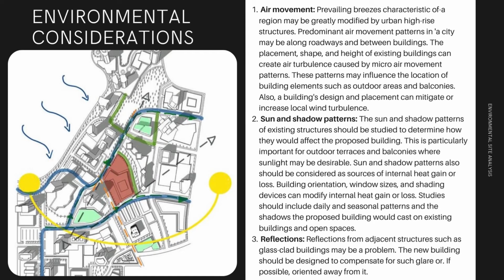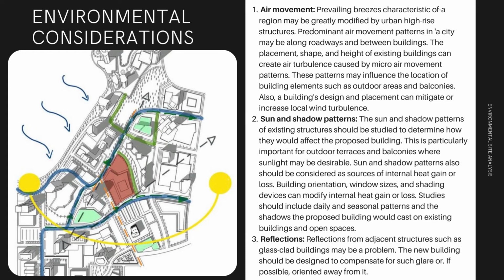Prevailing breezes, characteristic of a region, may be greatly modified by urban high-rise structures. Predominant air movement patterns in a city may be along roadways and between buildings. The placement, shape, and height of existing buildings can create air turbulence caused by micro air movement patterns. These patterns may influence the location of building elements such as outdoor areas and balconies. Also, a building's design and placement can mitigate or increase local wind turbulence.